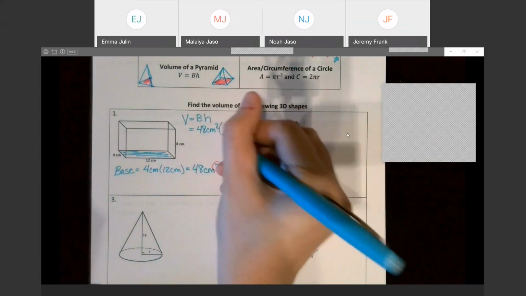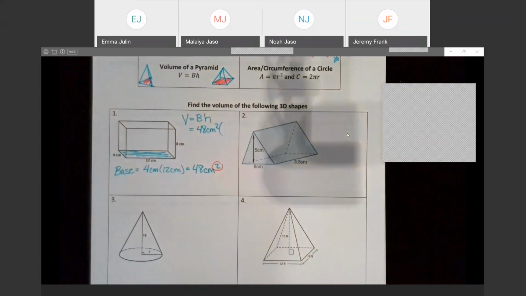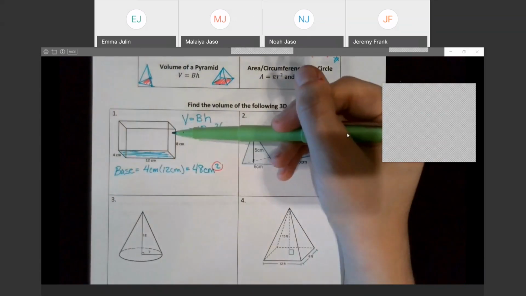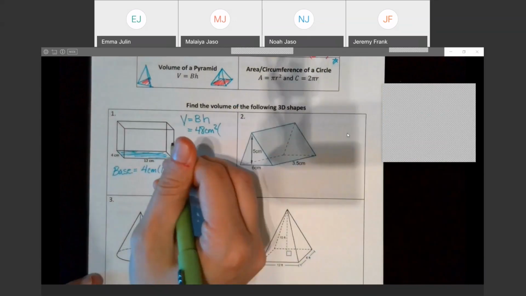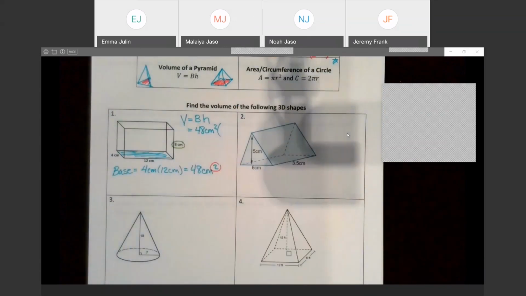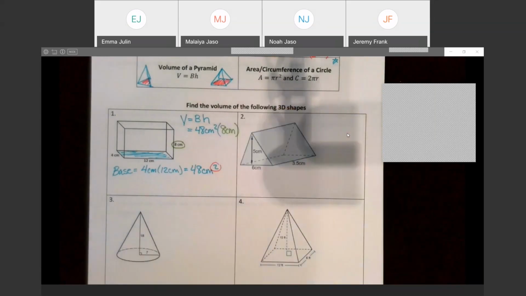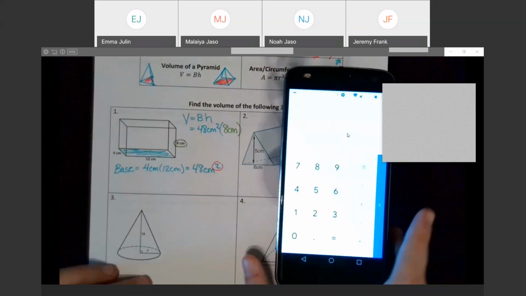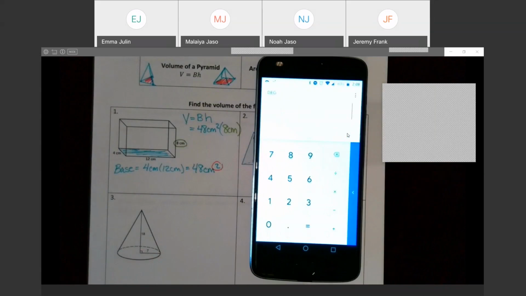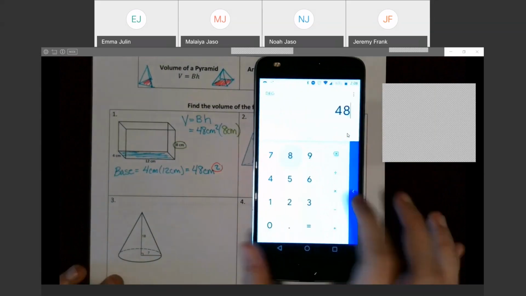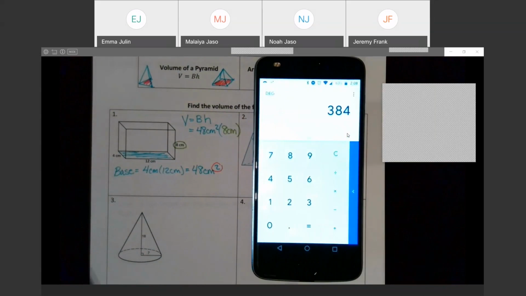We have to multiply it by our height. In this case, the height is talking about how tall our 3D object is, and we can find it by the measurement that's sitting on the vertical side. In this case, that means that our height is 8 centimeters. So now what you're left with is just a simple algebra problem. All you have to do now is multiply 48 by 8. 48 times 8 gets you a solid 384.